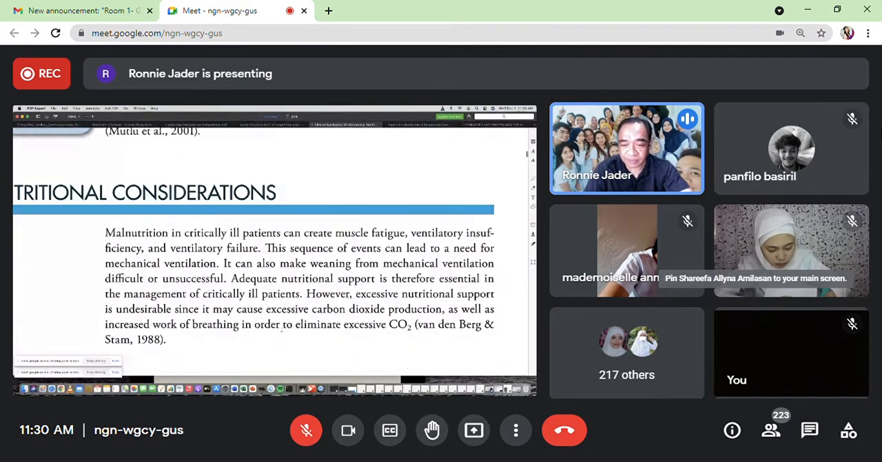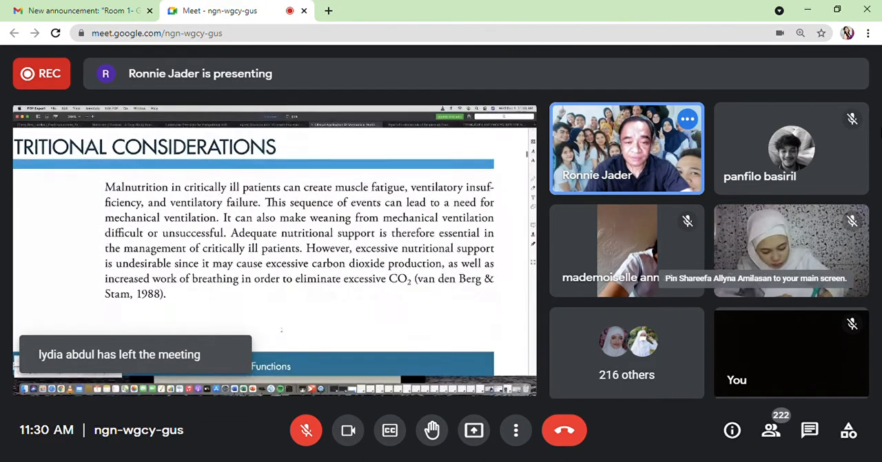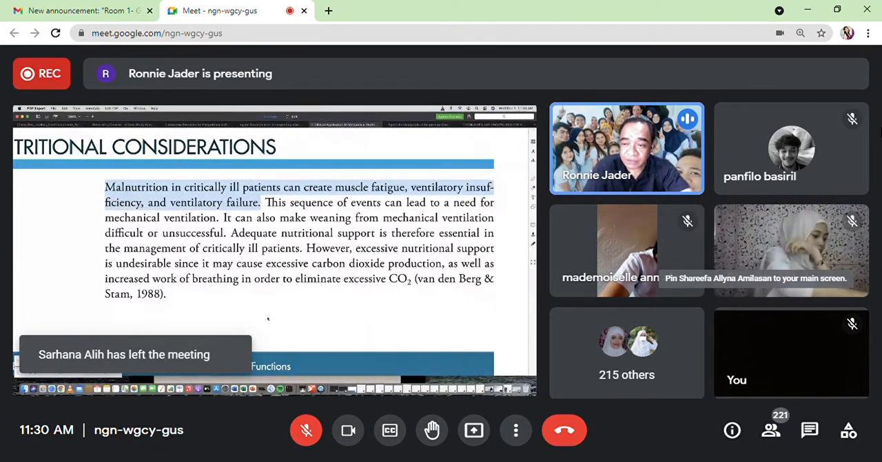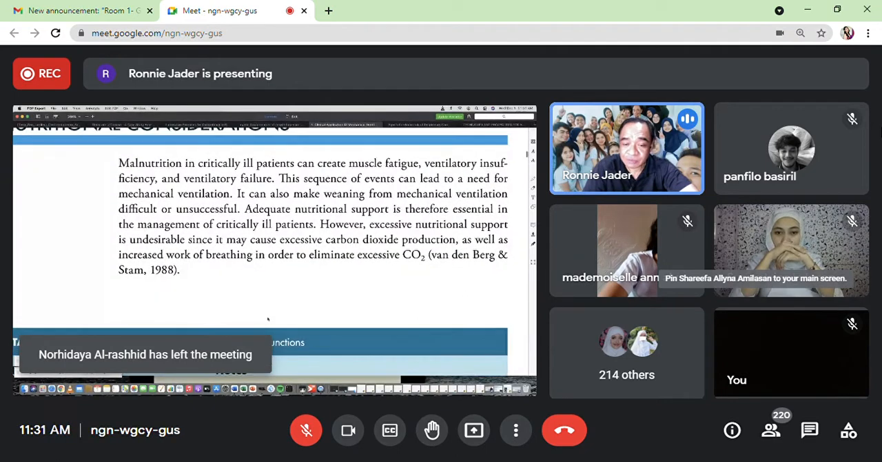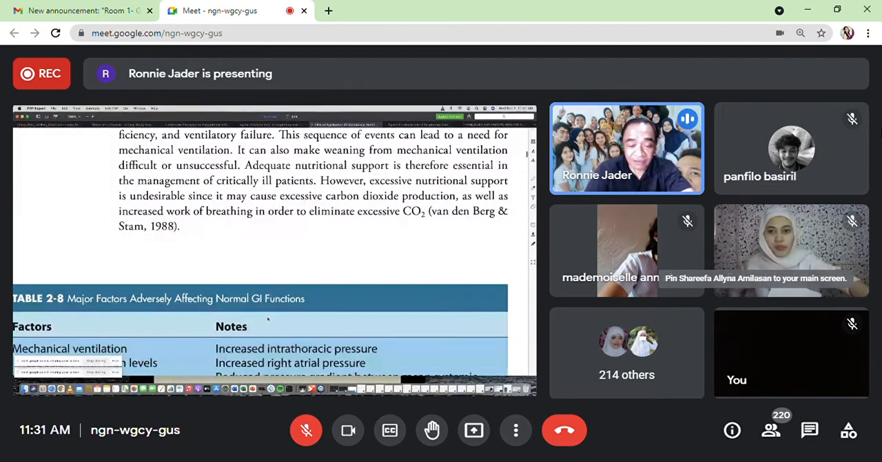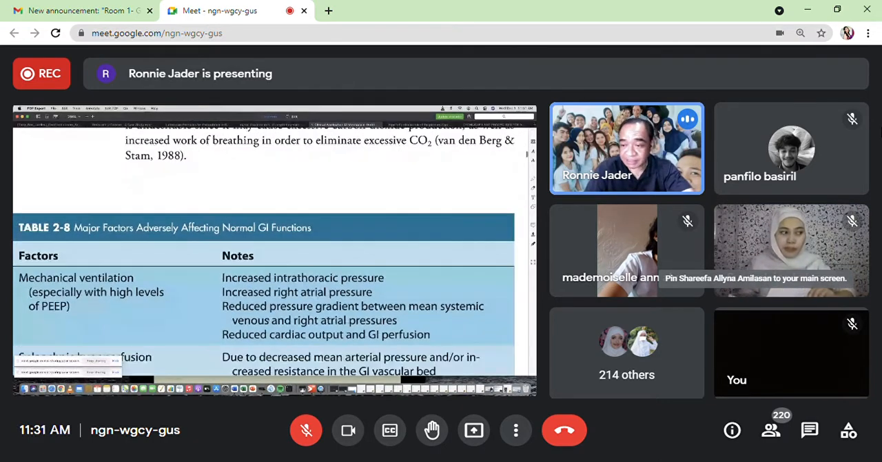And of course, yung ating nutrition will be severely affected. Malnutrition in critically ill patients can create muscle fatigue, ventilatory insufficiency, and ventilatory failure. Kaya kasama din yung diet kapag nasa hospital, because the doctors would like to compute the exact calorie required by our patient, kasi kailangan din yung nutrition.